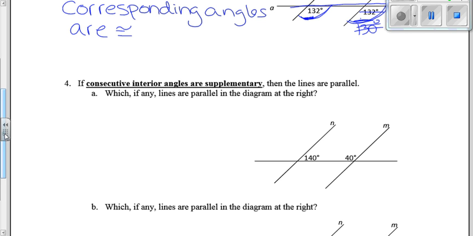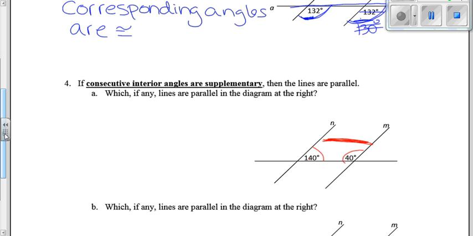So now we're working backwards, and we're going to say, if we see two angles that are consecutive interior that add up to 180, that means the lines are parallel. We're just working backwards from yesterday's concept. So consecutive interior angles right here: angles on the same side of the transversal, and they're both sandwiched in between the lines.